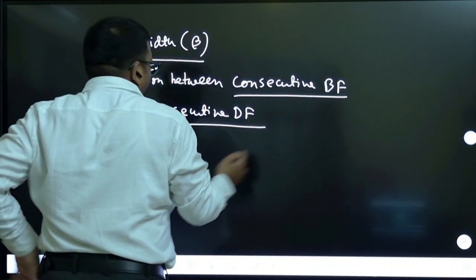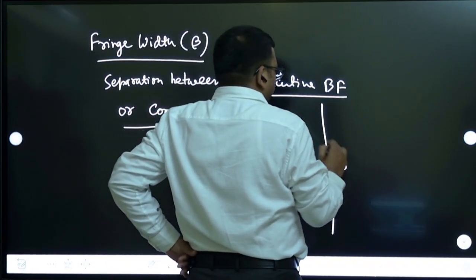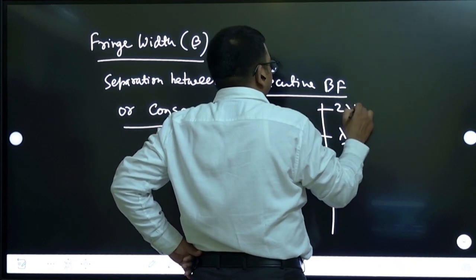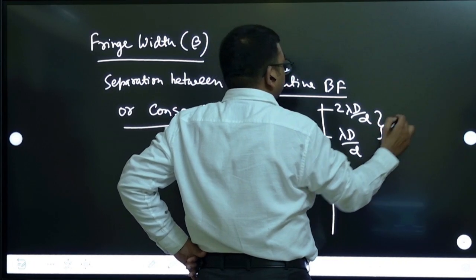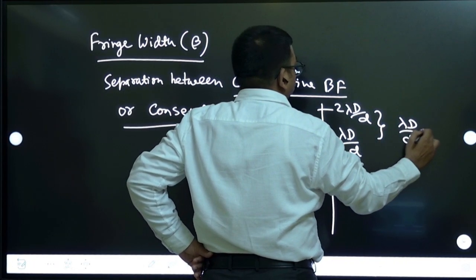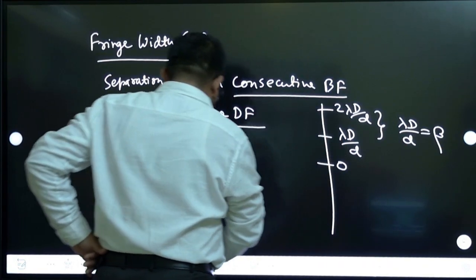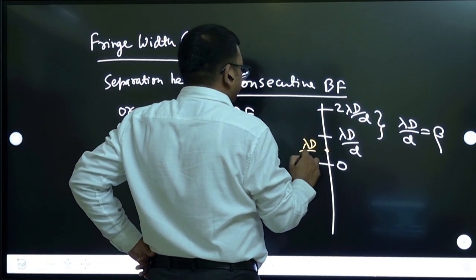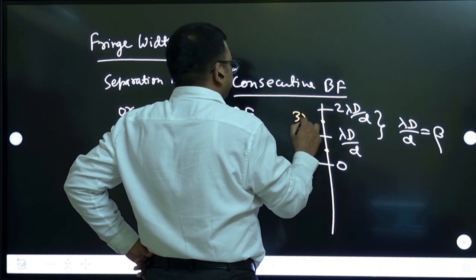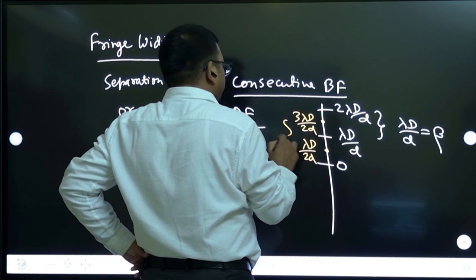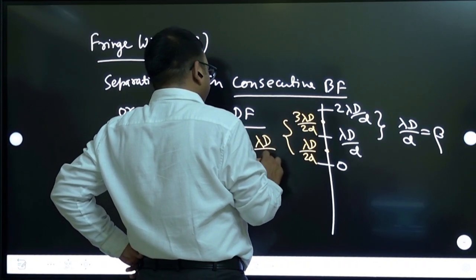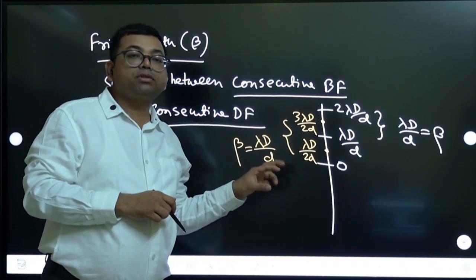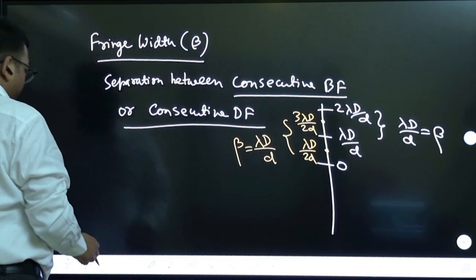If you see bright fringes on the screen, they are forming at lambda D by d, next to lambda D by d, like that. So the distance between them is lambda D by d. This is what is called beta. Even for dark fringes you can calculate. Dark fringes here are at lambda D by 2d, this is 3 lambda D by 2d. Here also the distance between them is lambda D by d. That is what is beta. So the distance between consecutive bright fringes or consecutive dark fringes is beta.